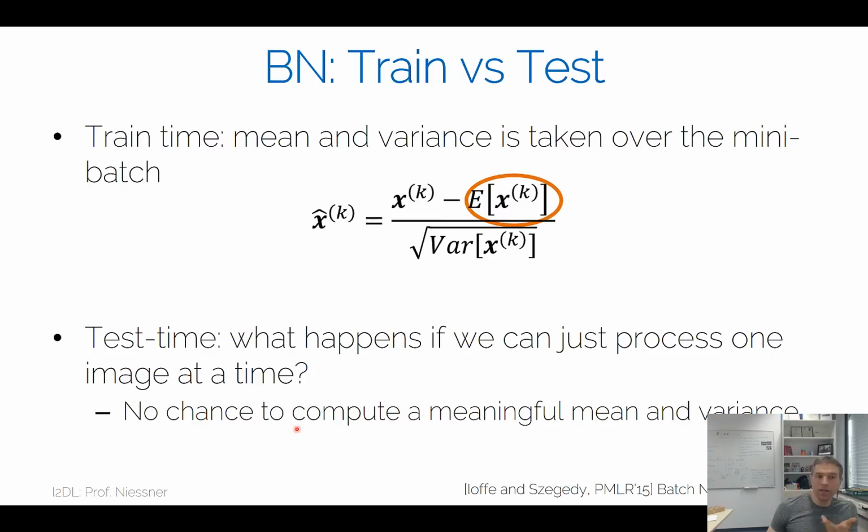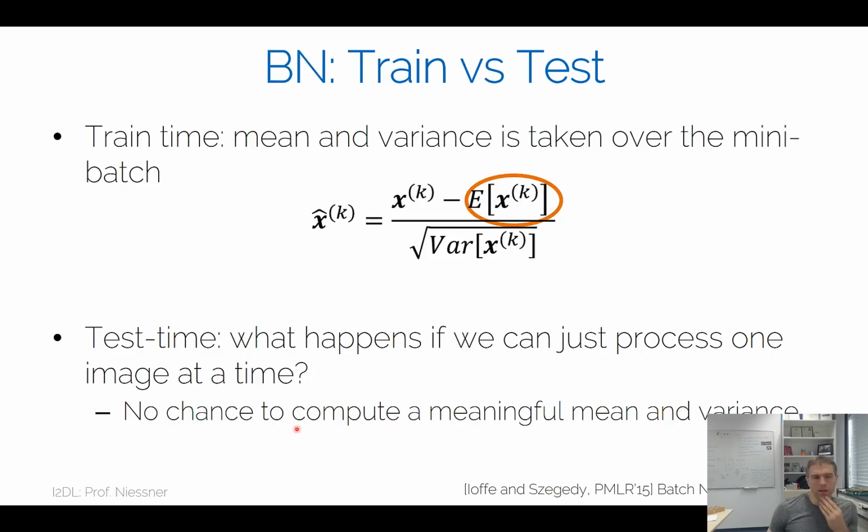Versus training time, the mean and the variance is estimated over the mini batch. That's what I said, right? It's a bit of a drawback because you have to consider the whole mini batch, and that's one issue. At test time, we don't have mini batches, right? We're only running a single image at a time. So now we don't have a chance to compute a meaningful mean and variance.